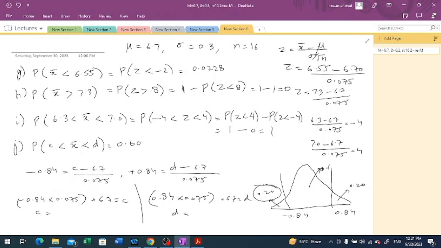So C will be equal to 6.637 and D will have the value 6.763. So 6.637 is the value for C, and 6.763 is the value for D. This is how we get the answers.